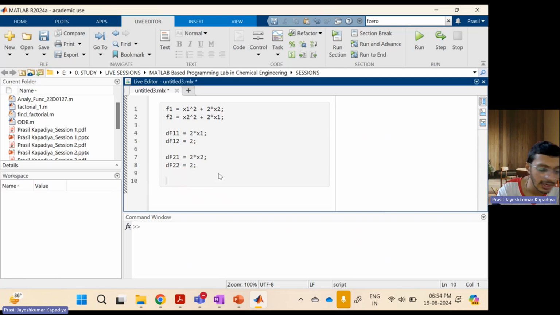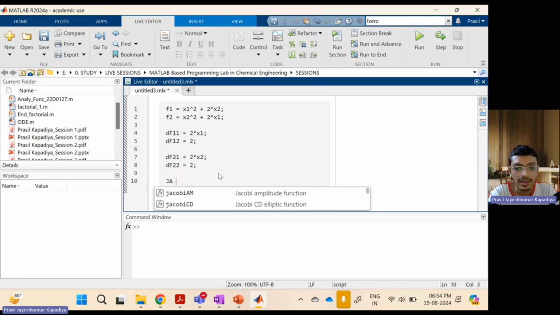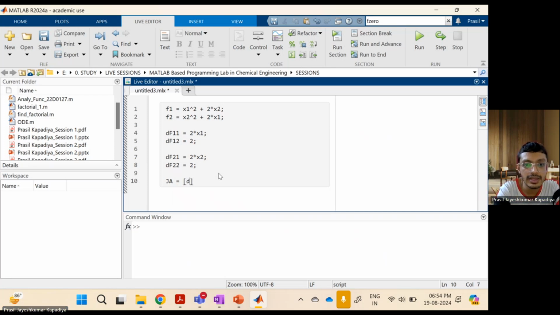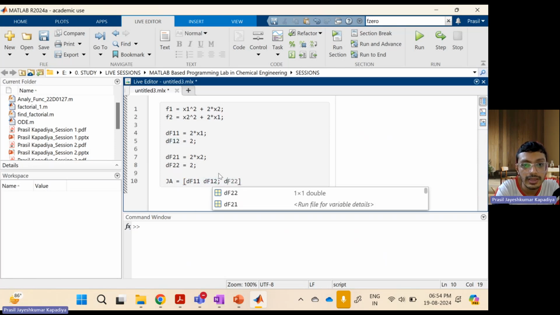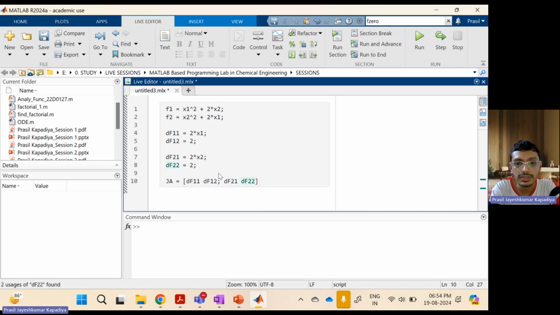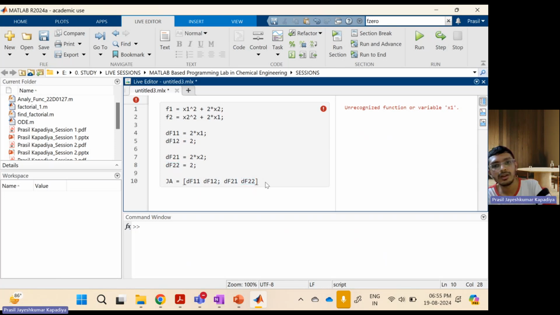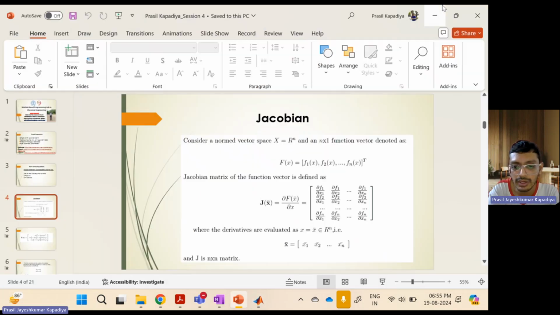And I can define my Jacobian matrix, J is calling Jacobian, J is equal to df11, df12, then df21, df22. So this is how I can show my Jacobian matrix. Okay, but it will not show it. So this is how we can calculate our Jacobian.